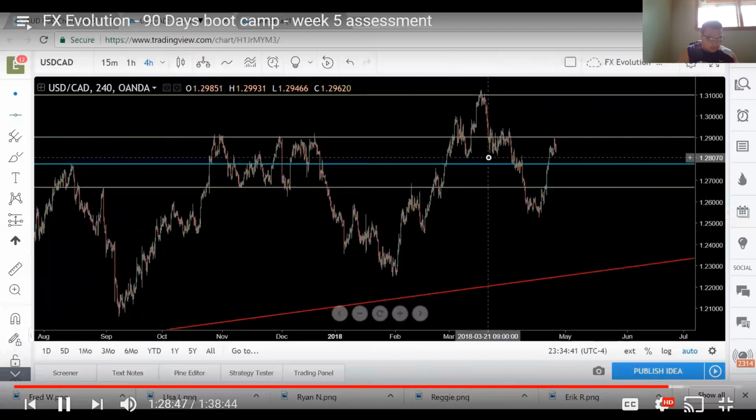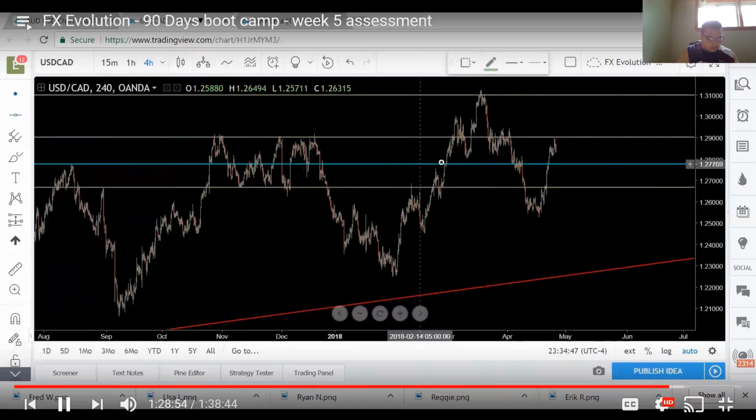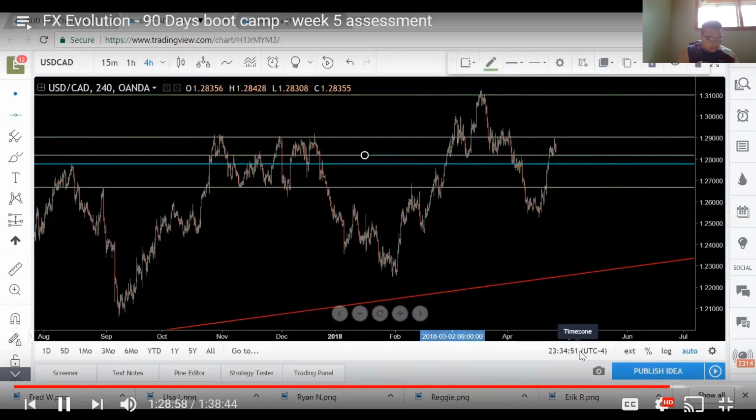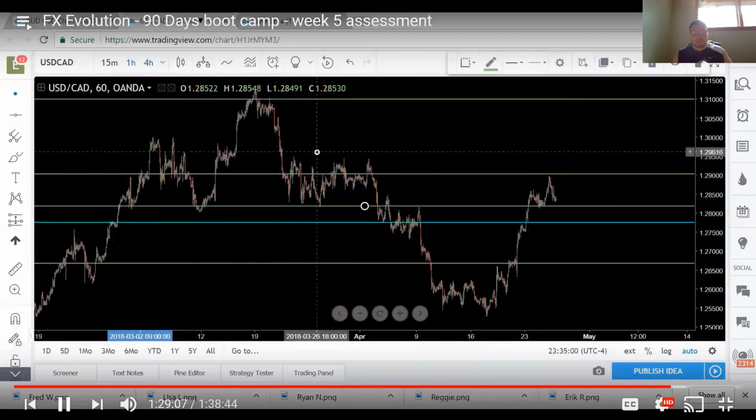Okay, one more support. You get the horizontal line. Gotta go again. You move to your 1 hour. Okay. Plot your 1 hour price levels, support and resistance. Change colors.